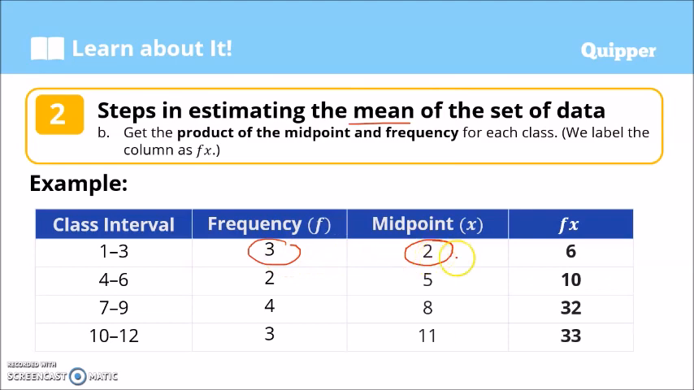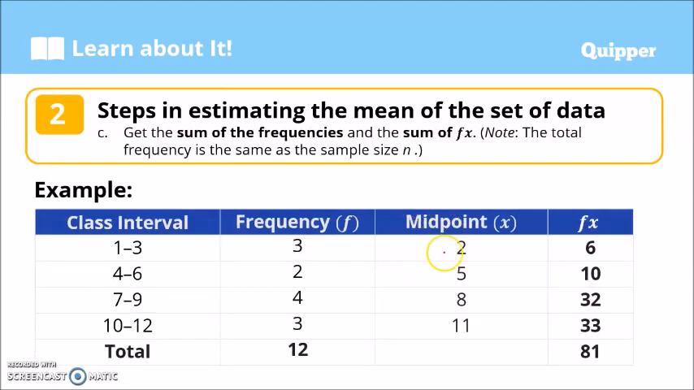Okay? So, that's 3 times 2. That's 6. 2 times 5, that's 10. 4 times 8, that's 32. And 3 times 11, that's 33. Okay? So, that's step 2, ano? Step 2 in estimating the mean of the data set.